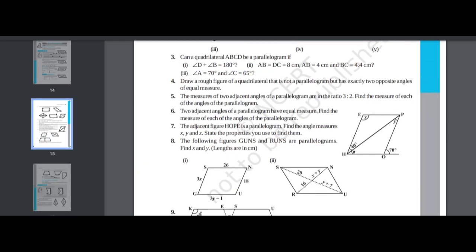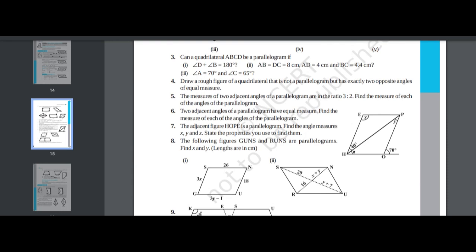Yes. So now we have to do question number 7. The adjacent figure HOPE is a parallelogram. Find the angle measures of X, Y and Z. State the properties used to find them. Now I told you how we can find the angles. There are interior angles, there are exterior angles. So by looking at this parallelogram HOPE, X, Y and Z are all the interior angles.